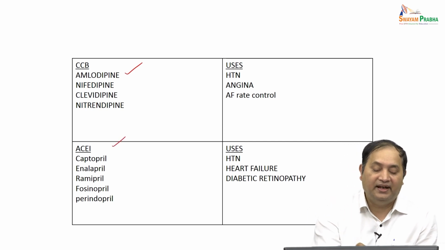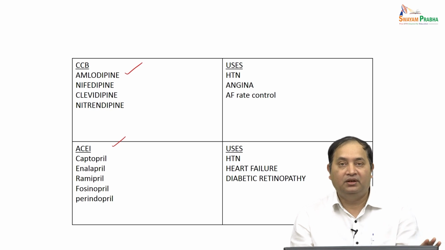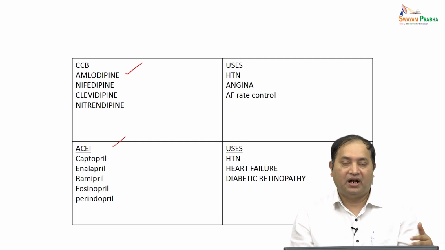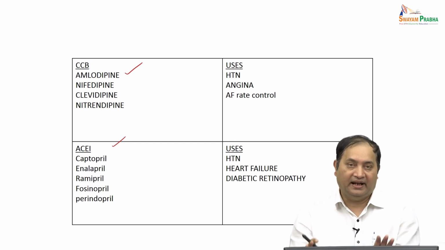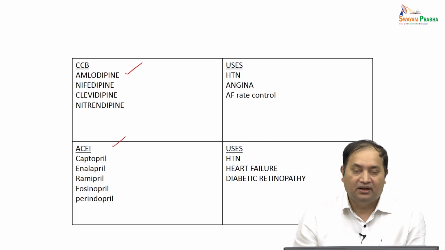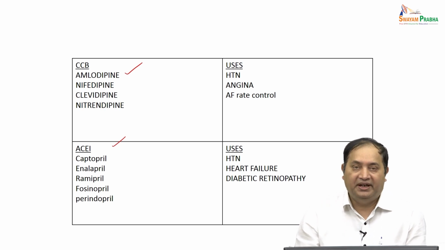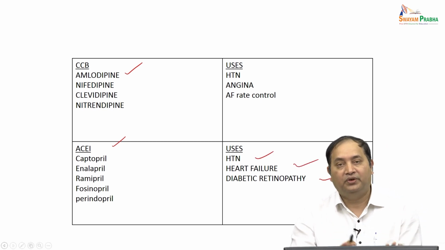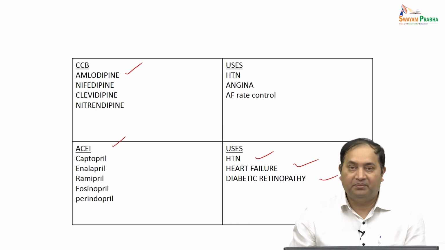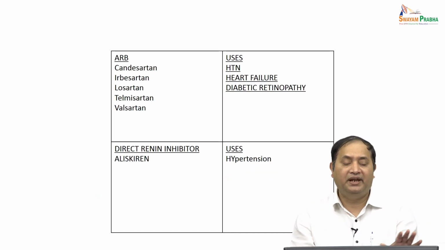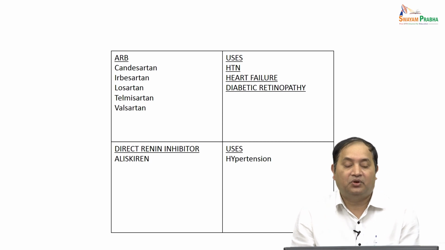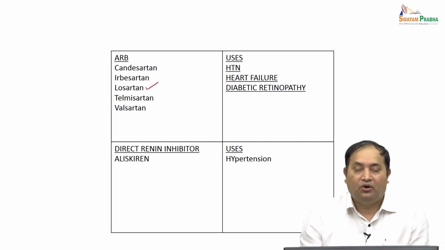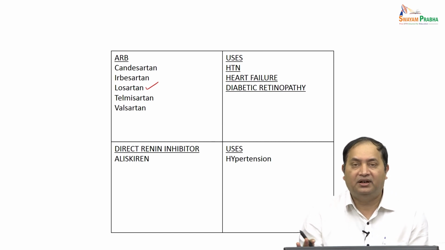Other drugs we use are ACE inhibitors. The initial drug was captopril, and there are several prodrugs which are converted to active metabolites to produce the effect, like enalapril and ramipril. We have several examples. These drugs are used in hypertension, heart failure, or hypertension with comorbid conditions like diabetes mellitus. Second, we have ARBs, angiotensin receptor blockers. Common drugs are losartan, candesartan or irbesartan. There are several drugs.